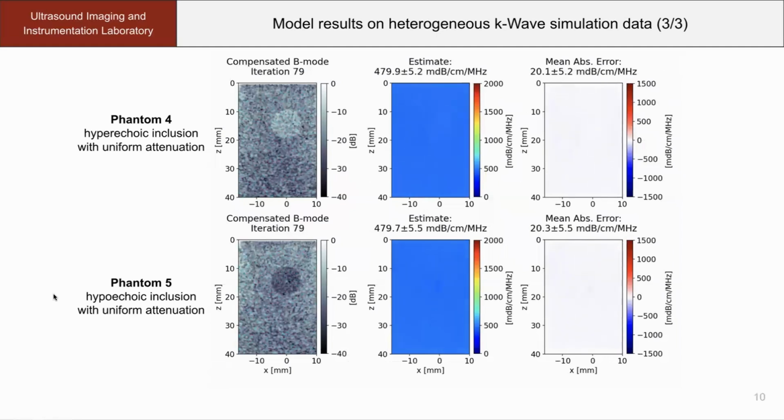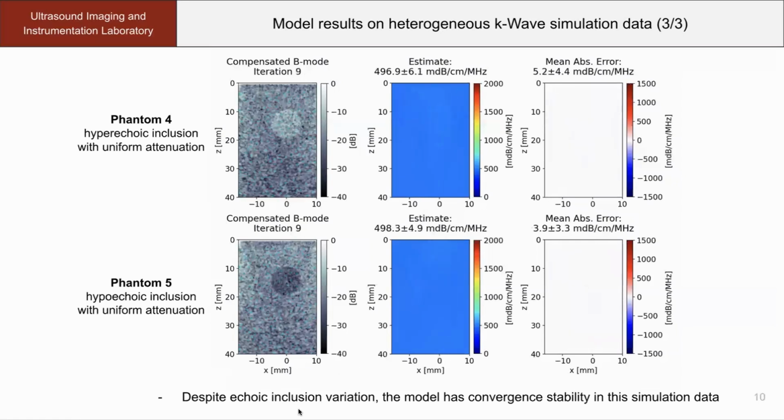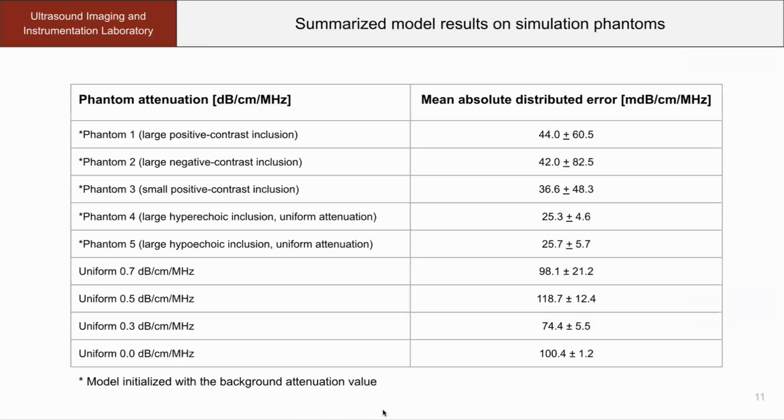Phantoms 4 and 5 were the uniform attenuation examples. Phantom 4 was the hyperechoic inclusion, which we can see here. We can see that our model was not impeded by this hyperechoic inclusion or this change in echogenicity, and it is able to estimate this uniform attenuation distribution. Despite echoic inclusion variation, the model has convergence stability in this simulation data.